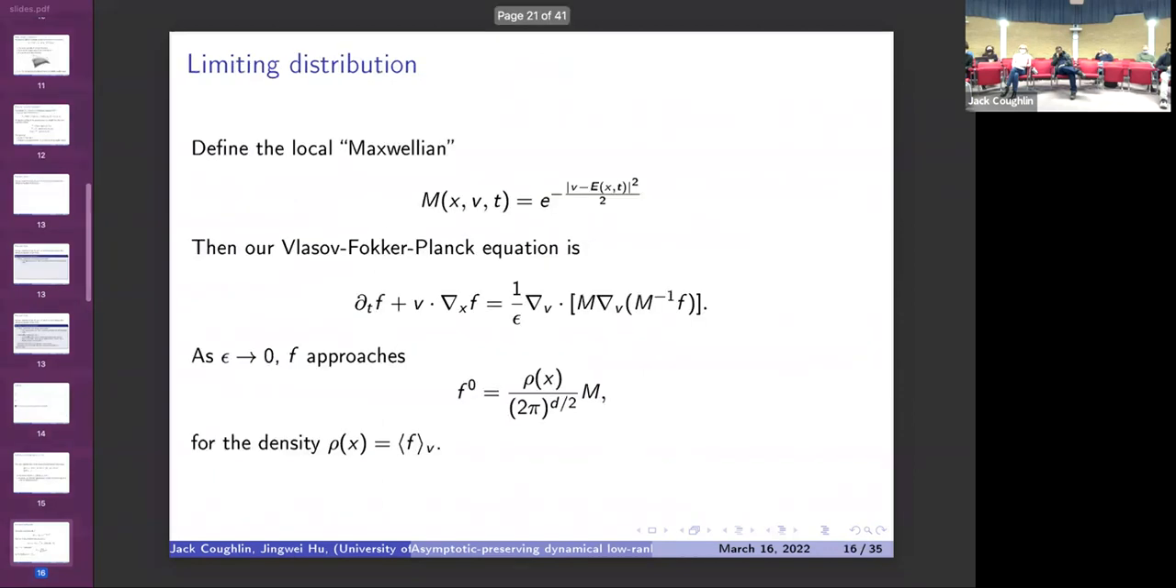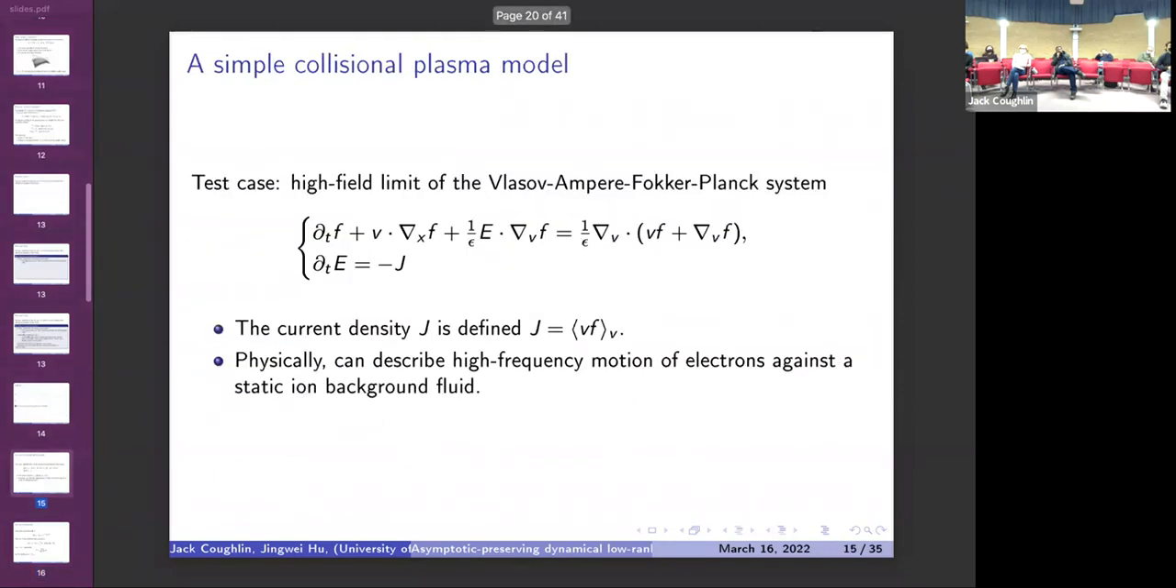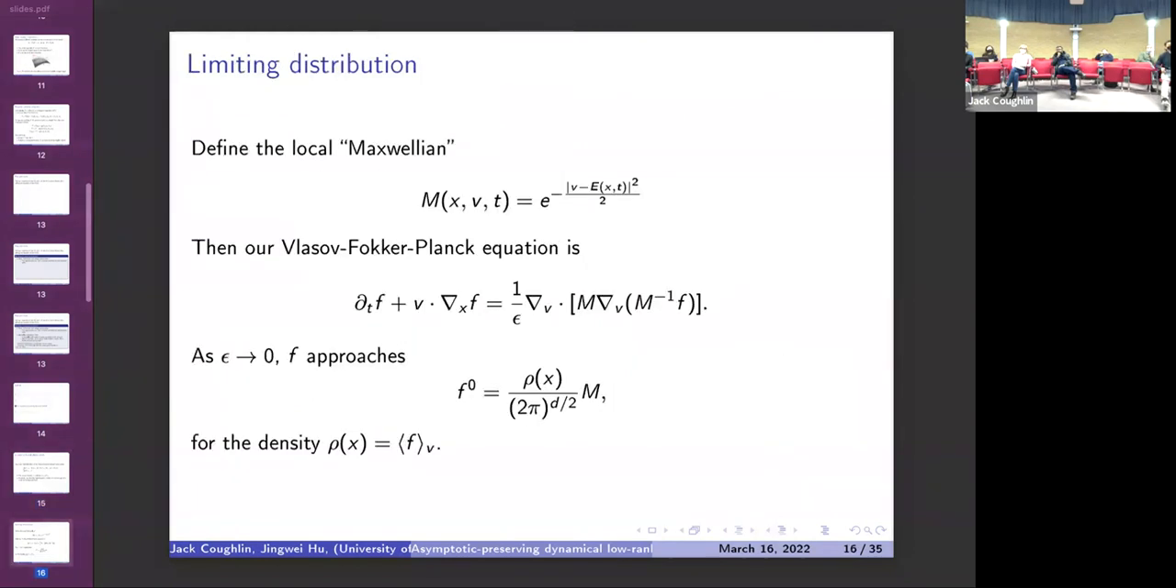Anyway, so what's the limiting distribution of this? Because our whole aim is to also capture a limiting Maxwellian in this low rank scheme. So what's the limit? Well, it's this. We introduce this local Maxwellian, which has a flow velocity E and is isothermal. And there's also no density factored into here. That's going to be somewhere else.